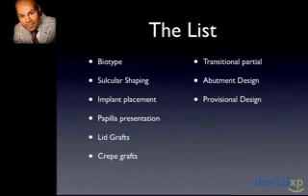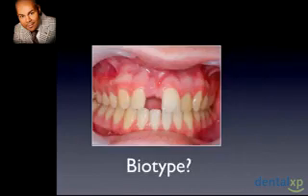We'll look at sulcular shaping through the use of transitional partials, immediate or delayed implant placement. What is a papilla presentation on initial findings? And we'll look at the use of lid grafts, i.e. modification of the socket seal, and crepe grafts, transitional partial fabrication, what's our abutment design, and the importance of provisional design. So in this case, we have a very thin biotype.